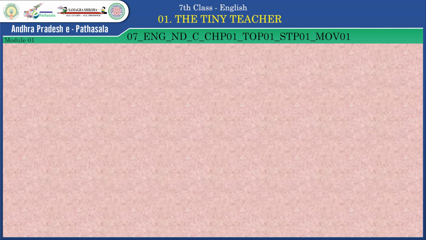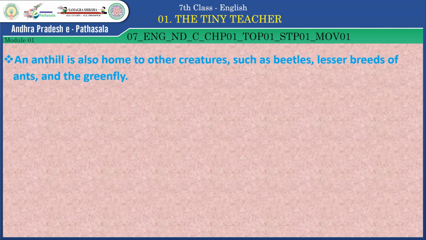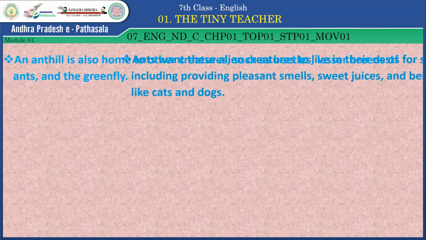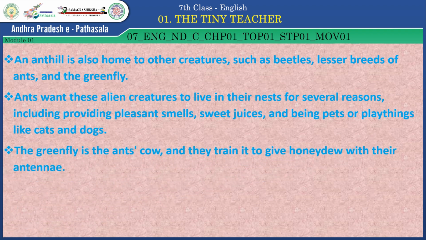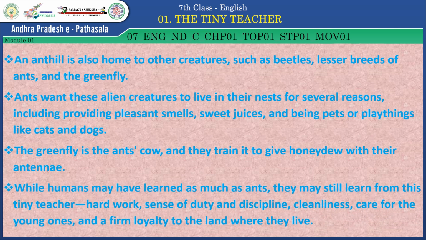An ant hill is also home to other creatures such as beetles, lesser breeds of ants, and the greenfly. Ants want these alien creatures to live in their nests for several reasons, including providing pleasant smells, sweet juices, and being pets or playthings like cats and dogs. The greenfly is the ant's cow and they train it to give honeydew with their antenna. While humans may have learned as much as ants, they may still learn from this tiny teacher hard work, sense of duty and discipline, cleanliness, care for the young ones, and a firm loyalty to the land where they live.